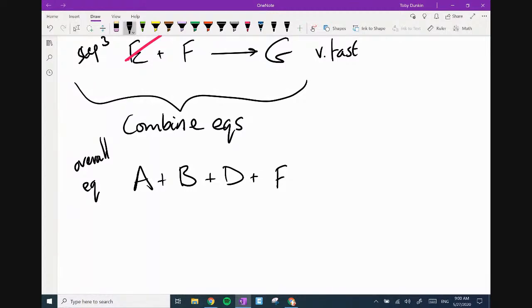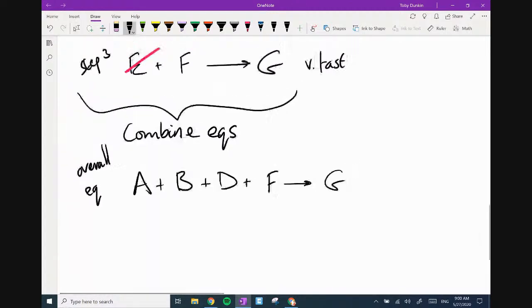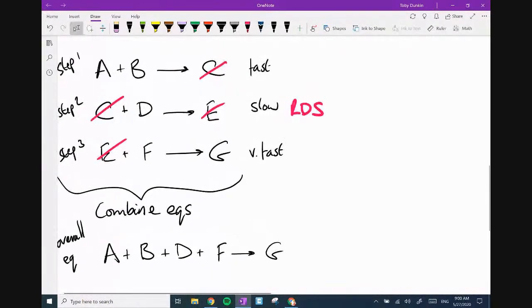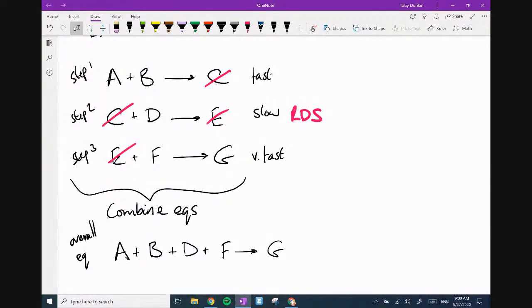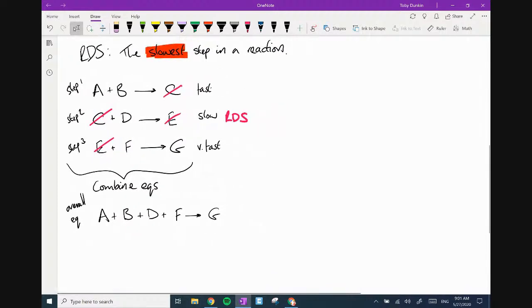Okay, and that's going to produce G. So there's the overall equation. I think everyone's now okay with this. Can everyone now see my board? What a mess this has been. I hope so.